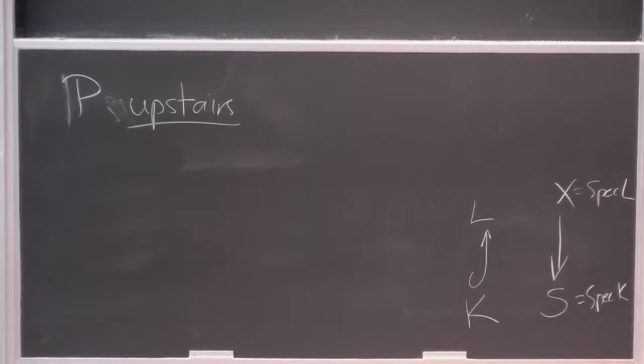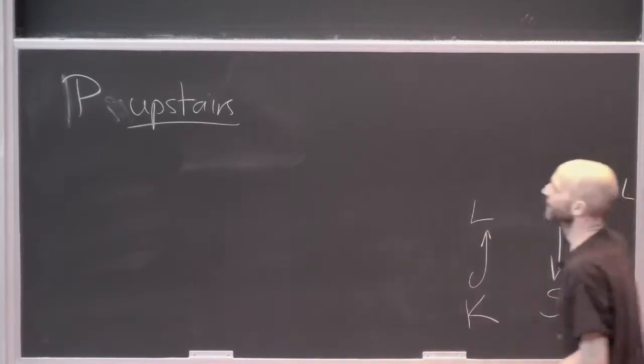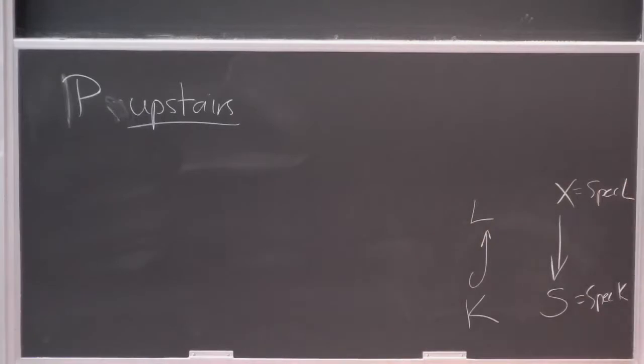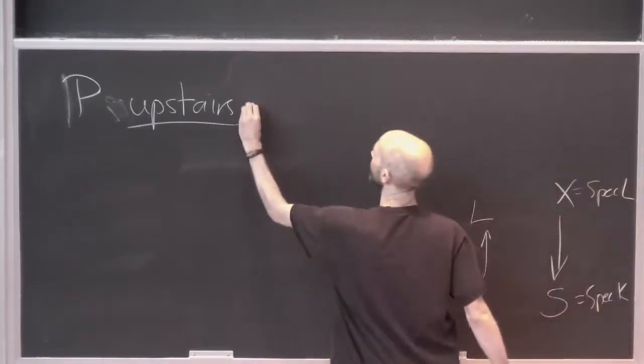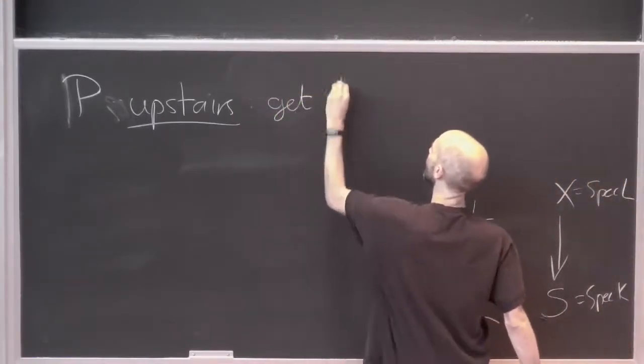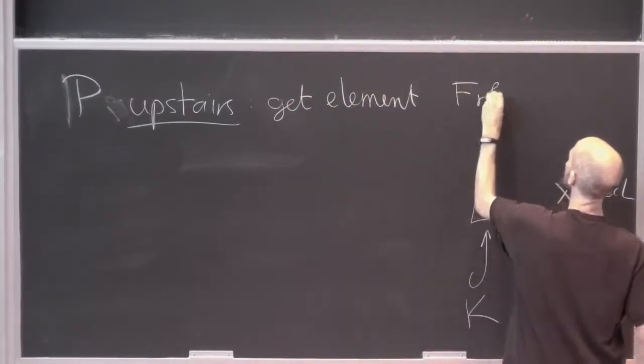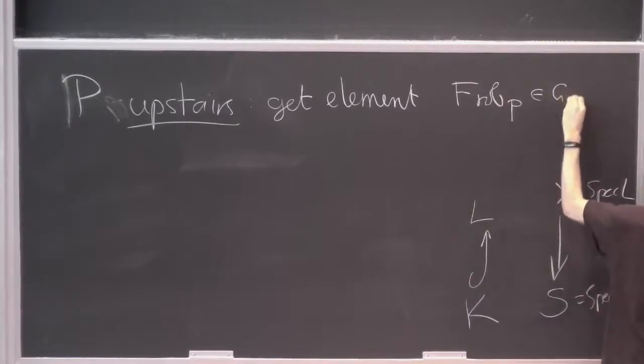So in my mind, when I have an extension of fields, the bigger field lies above the smaller field, you see. So capital P is upstairs, and that means that P is in Spec of O_L, right? For P upstairs, we get an element Frob_P in Gal(L/K).